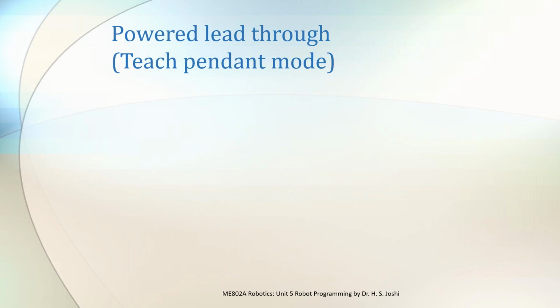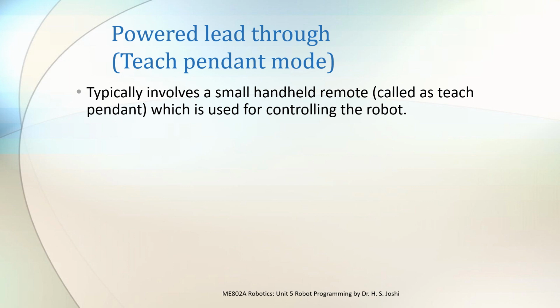Now we'll discuss power lead-through. As the name indicates, instead of an operator holding the hand and moving the end effector of the robot, we can give that particular motion through power, and this is typically called the teach pendant mode. In this teach pendant, typically a small handheld remote is involved. Sometimes it may be wired or sometimes it can even be wireless, which is controlling the robot. So instead of holding the robot in hand, we are controlling it through the remote which is available in our hand and which is called a teach pendant.